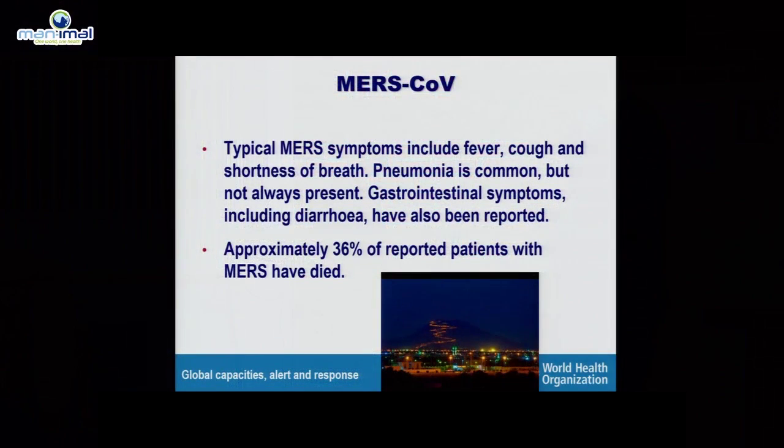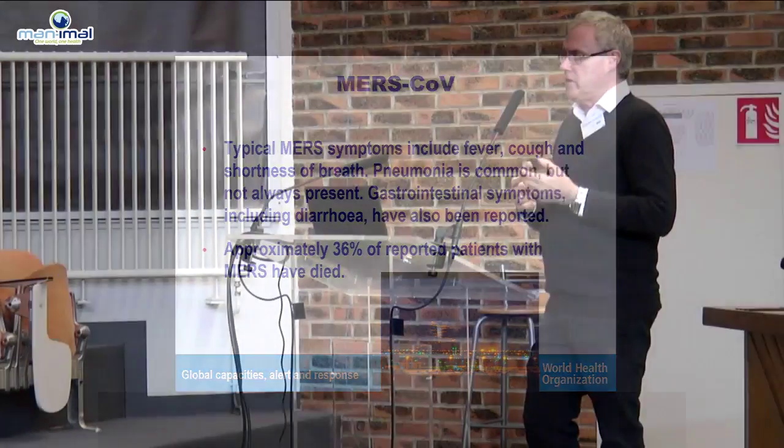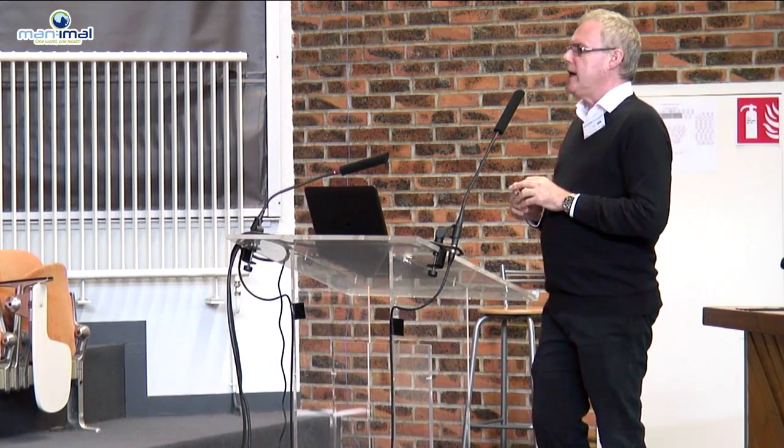With Middle Eastern coronavirus, typically it starts off with fever and cough, shortness of breath, and then often they go on to develop pneumonia, although that's not always present. Gastrointestinal symptoms and also kidney disease have been reported quite often. At the moment, the case fatality rate is around 36%. In earlier times it was higher because it was really only the severely ill people that were being identified.